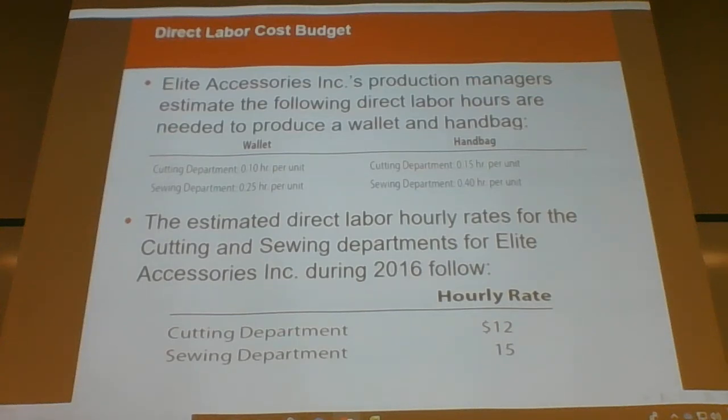Looks like we have 2 departments, a cutting department and a sewing department, and we have those for both the wallet and the handbag. Looks like it's going to take us 0.1 hours per unit per wallet, so 6 minutes. Sewing department, 0.25 hours, so it takes 15 minutes to sew one of these wallets. Handbags take even more time. We also have to account for the fact, looks like, our average hourly rate for cutting is $12 and our sewing department hourly rate is $15.